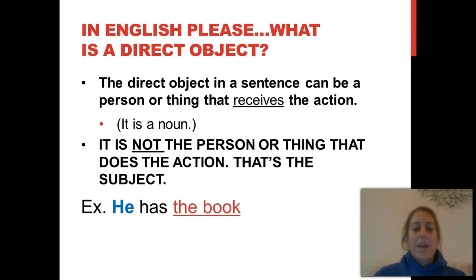Okay. He has the book. All right? Who's doing the having? He, right? So he is our subject. Now, what does he have? He has the book. So the book is our direct object. Okay?